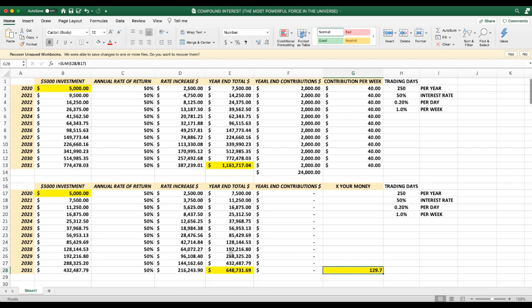But that's the sum of E28, which is right here, divided by B17, which is right here, your initial investment. You put 5,000 in and you have 648,000. You just made 129x. So you don't need to make 3x, 5x, 10x on your trades. You don't need to do that to make money in the market. You need to consistently make 20 to 50% annual rate of return.